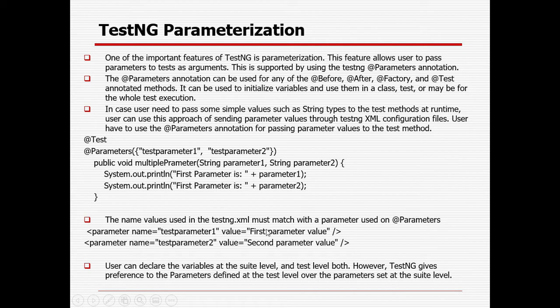So a parameter can be declared at the suite level and the test level as well, right? So anything is fine. If you want to declare at the suite level, it will still work, and if you want to declare at the test level, it will work. But what will happen if you define the same parameter at the suite level and the test level? Okay, so the suite level will be discarded and your test level parameter will be taken into consideration.